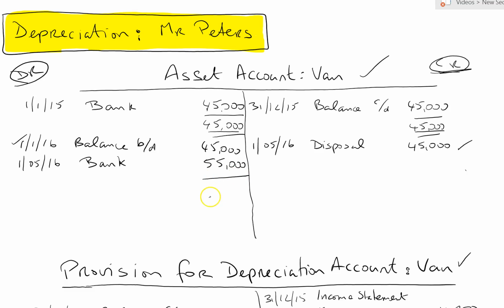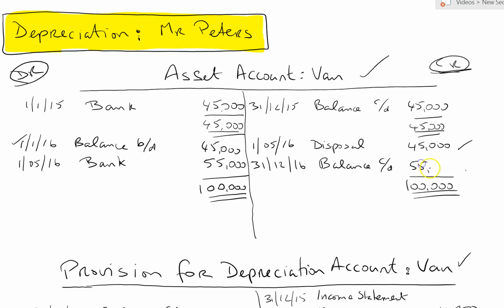So we need to balance off this account here. That will come to 100,000. So I'll write 100,000 in over here. And this will be the end of the year then, 31st of the 12th, 2016. Balance carried down will be 55,000. In other words, it's the new van at the original cost. So starting off the 1st of the 1st, 2017, we'll have balance brought down, 55,000.